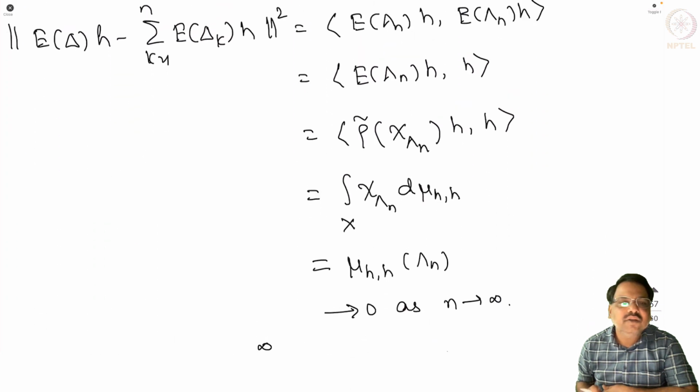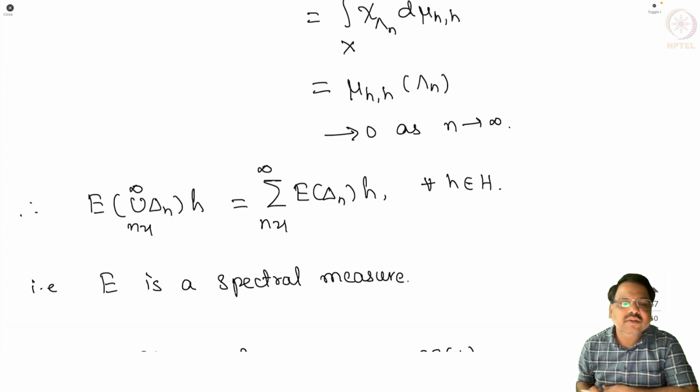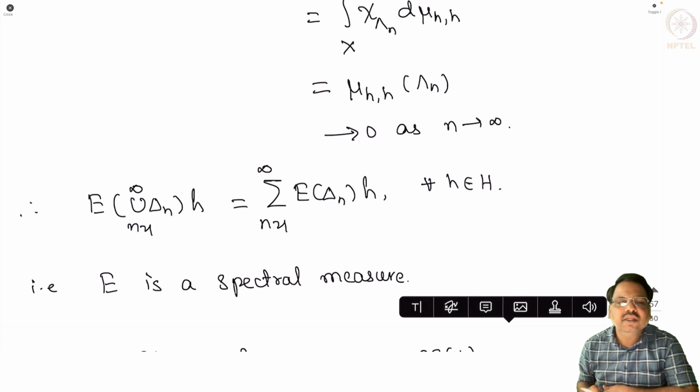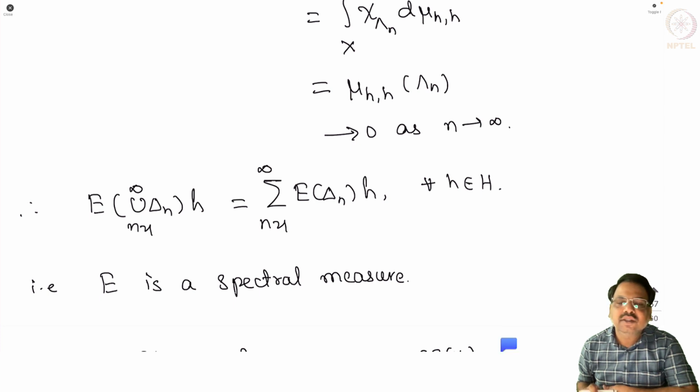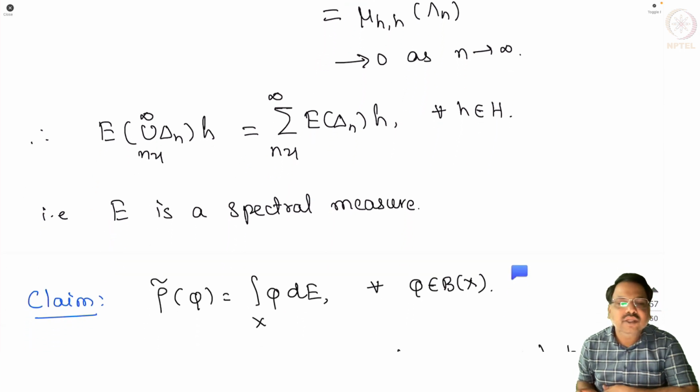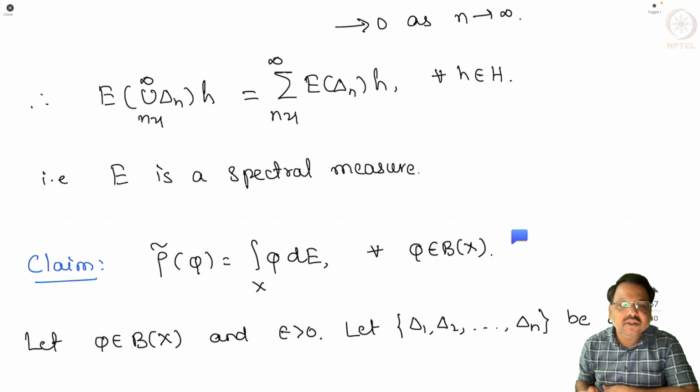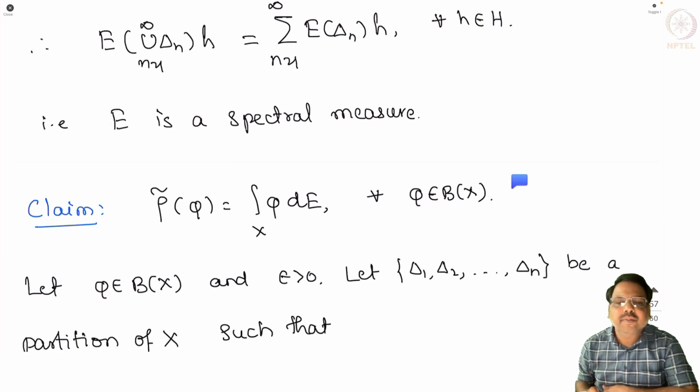Okay, so what we have shown is that E of the union of delta n, n equal to 1 to infinity, acting on h is nothing but the summation over n equal to 1 to infinity of E of delta n acting on h, and this is true for every h in H. That means the series converges to the left hand side in the strong operator topology of B of H. So we can conclude that E is a spectral measure.